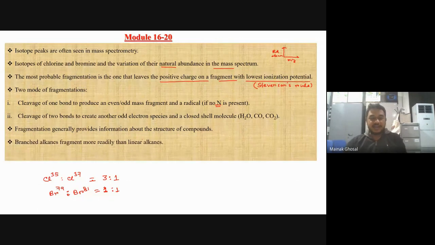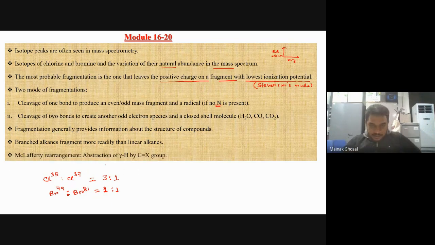Now, branched alkenes fragment more readily than linear alkenes. This is quite normal. If you have a branched alkene and a linear alkene, you will see the branched one fragments more easily, because the molecular ion peaks of linear alkenes are very short lived, since they are very unstable. The branched alkenes generally fragment more readily compared to linear alkenes.